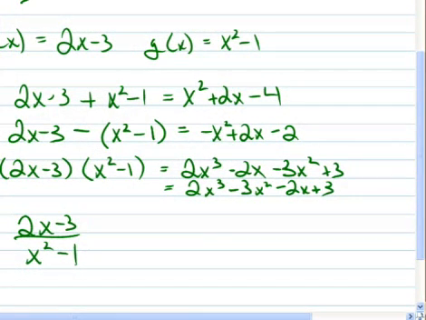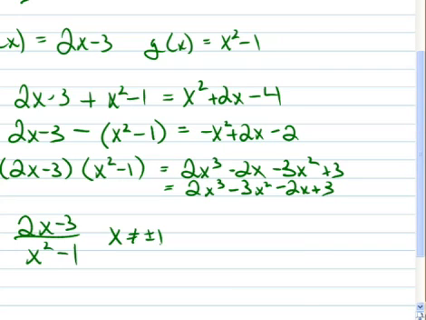I could factor x squared minus 1 into x plus 1, x minus 1, but nothing would cancel with the top, so I would leave it. The only thing I would say is that plus and minus 1 is not in the domain, because let's make that clear. We don't want catastrophic failure. So let's just say x is not plus or minus 1.